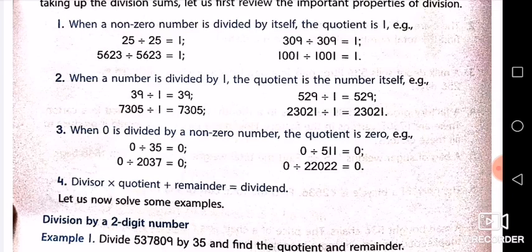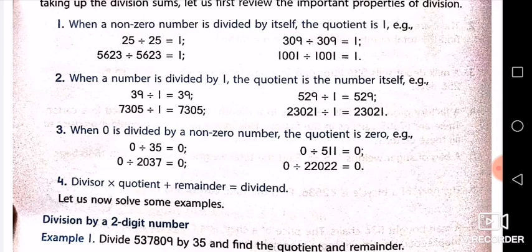Now the fourth is: divisor multiplied by quotient plus remainder is equal to dividend. Or you can say, dividend is equal to divisor multiplied by quotient plus remainder. This you are going to use in checking also.